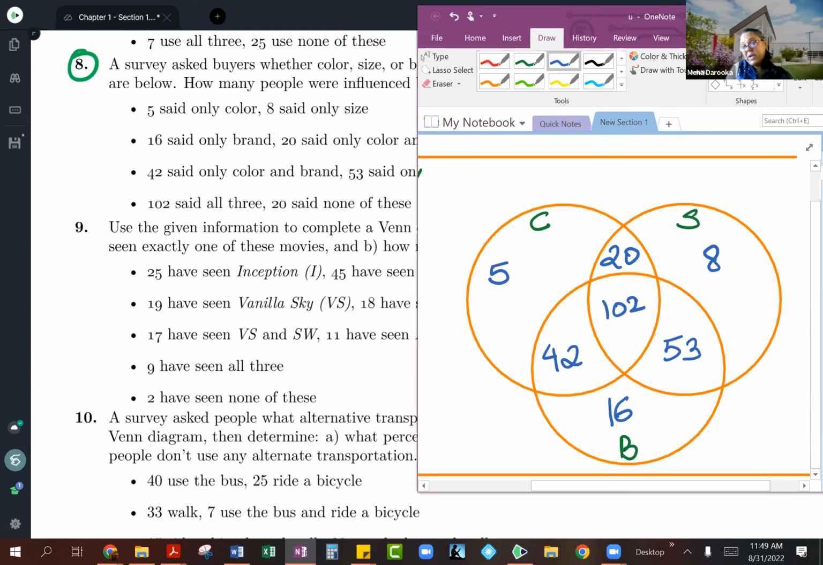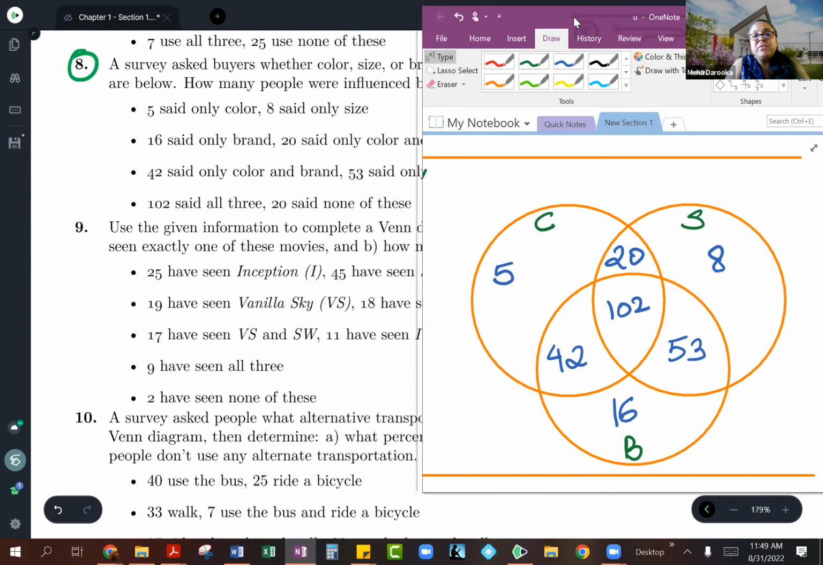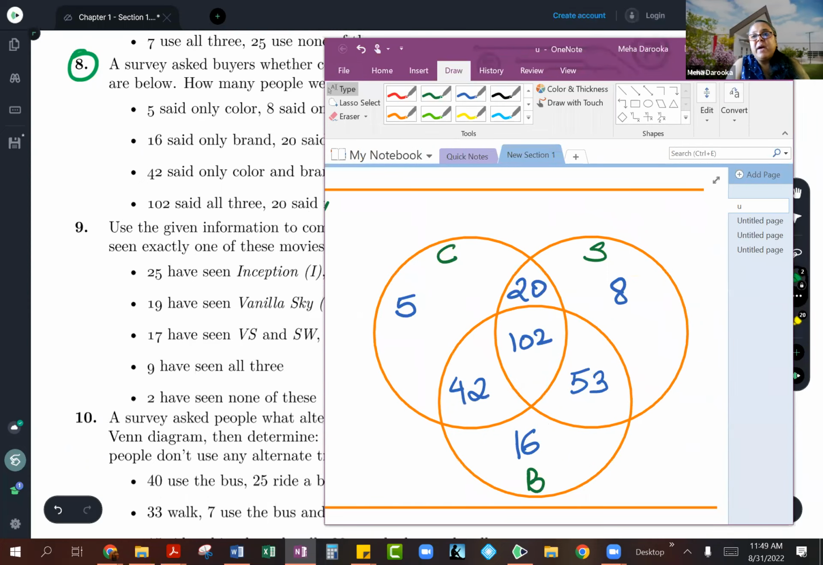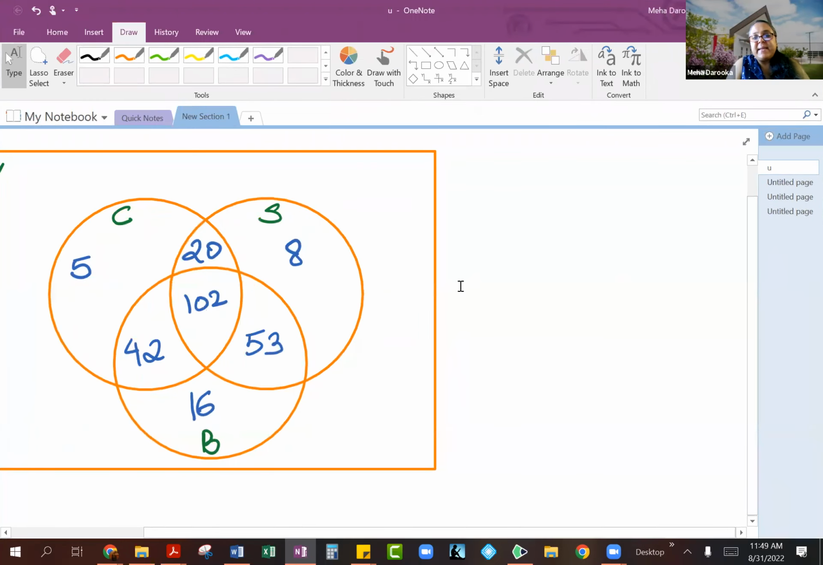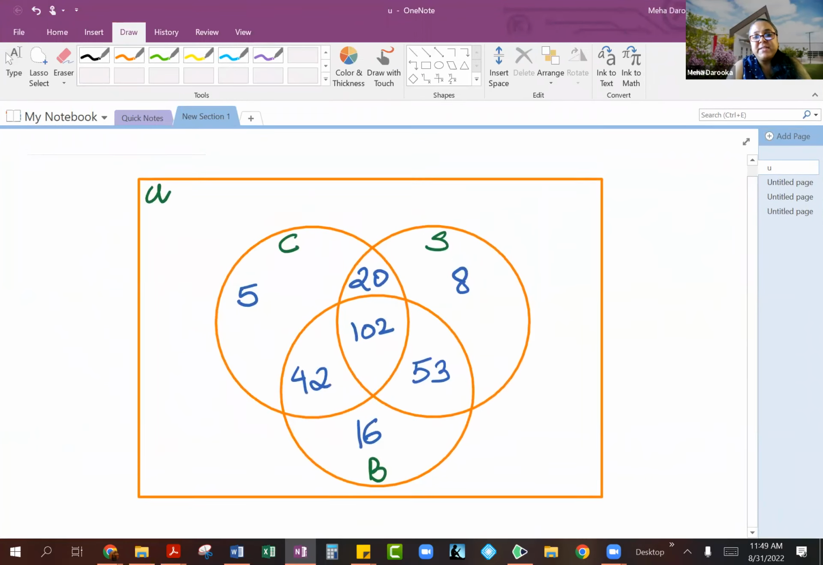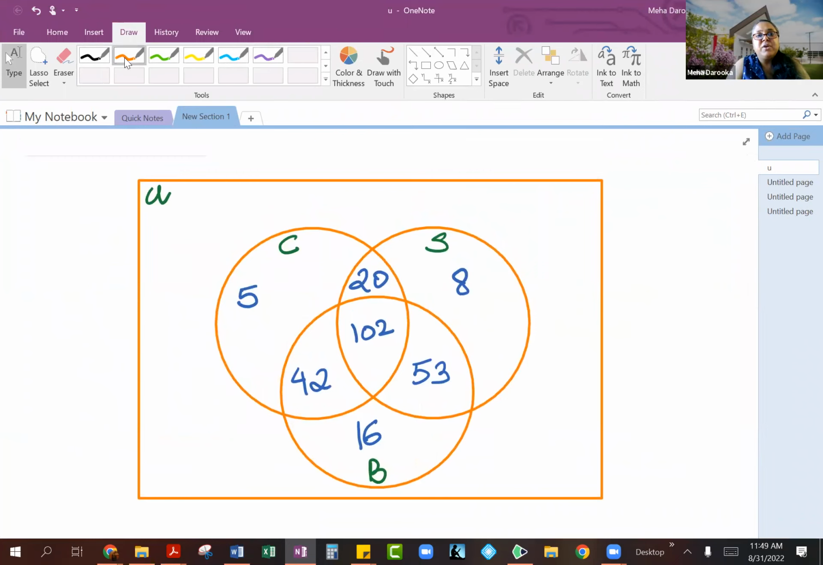And then you also have a group of people, 20 of them, who said none of these had any influence on them whatsoever. So 20 people said color, size, or brand didn't matter to them. So where do you think that number should go? Outside of all the circles, just in the rectangle. Very nice. Yeah, Michael, good job.